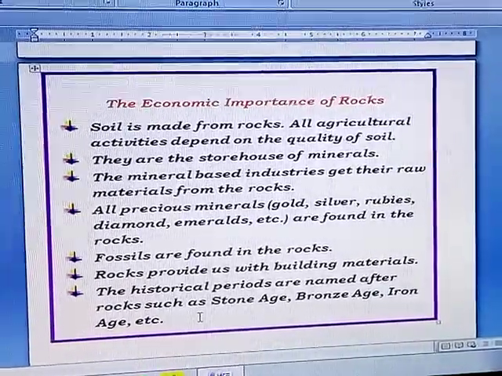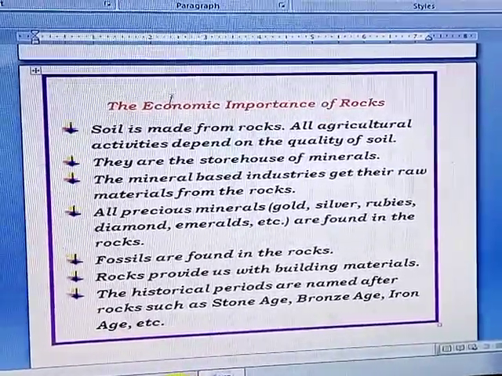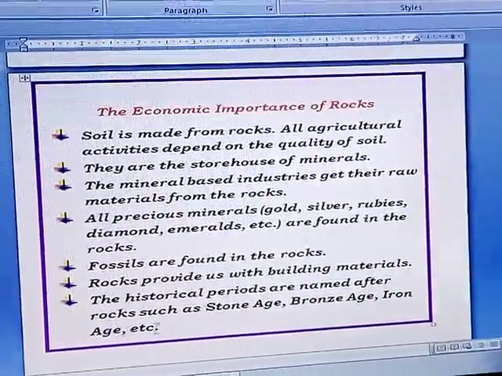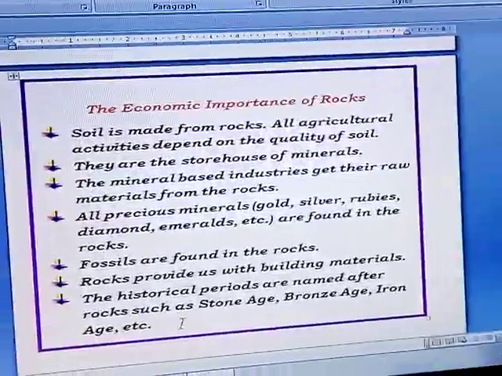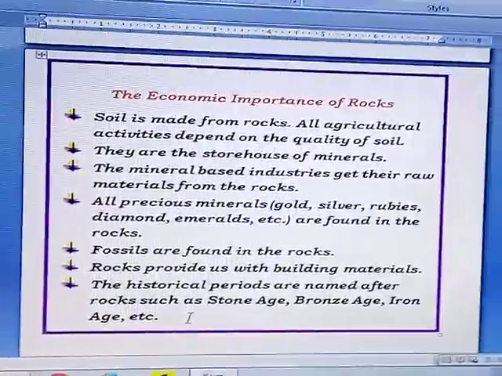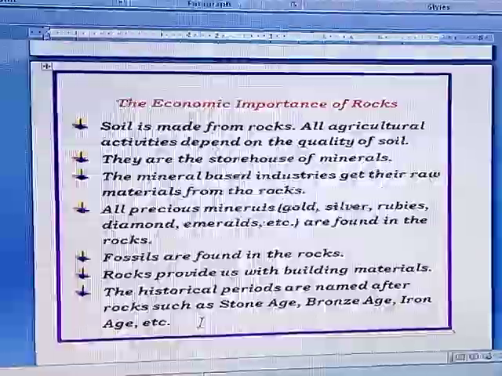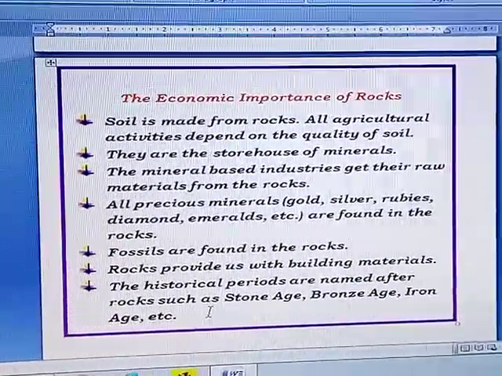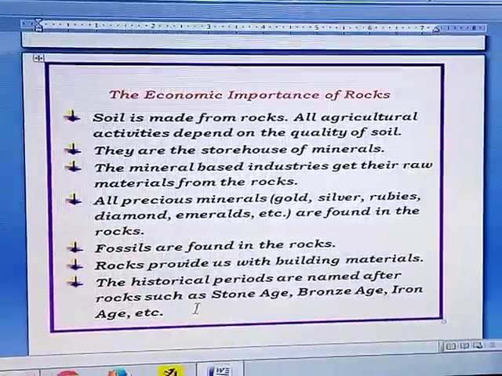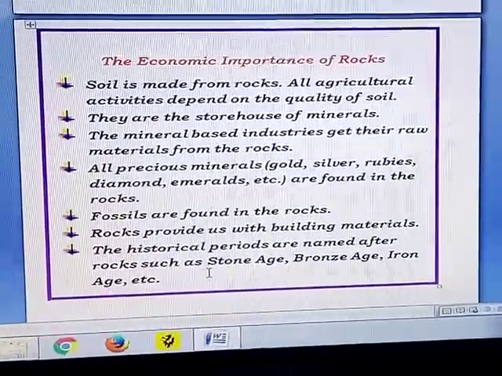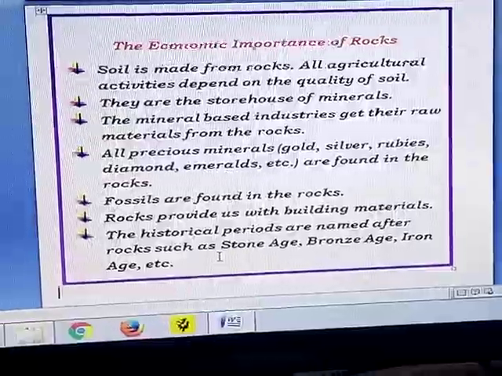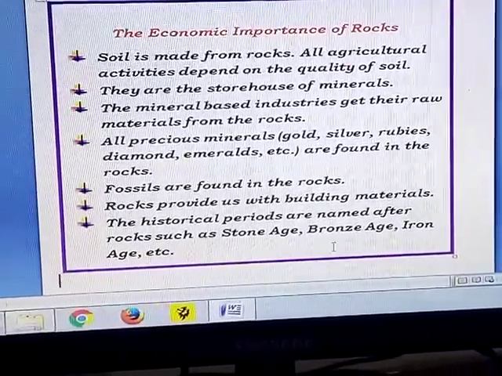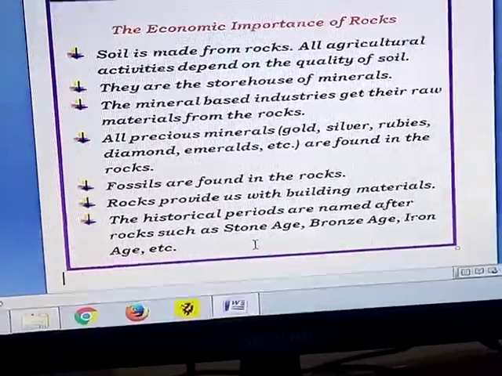Now, some of you will be very critical and say, sir, you said economic importance of rocks, so why is the last point not economic? It is a general feature that we should know, that rocks are very important to us because the different historical periods are named after the rock: Stone Age, Bronze Age, Iron Age, etc.